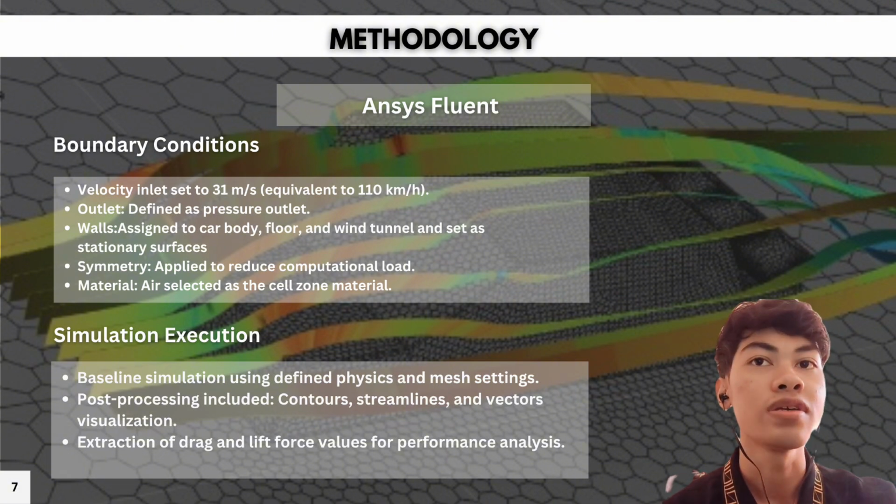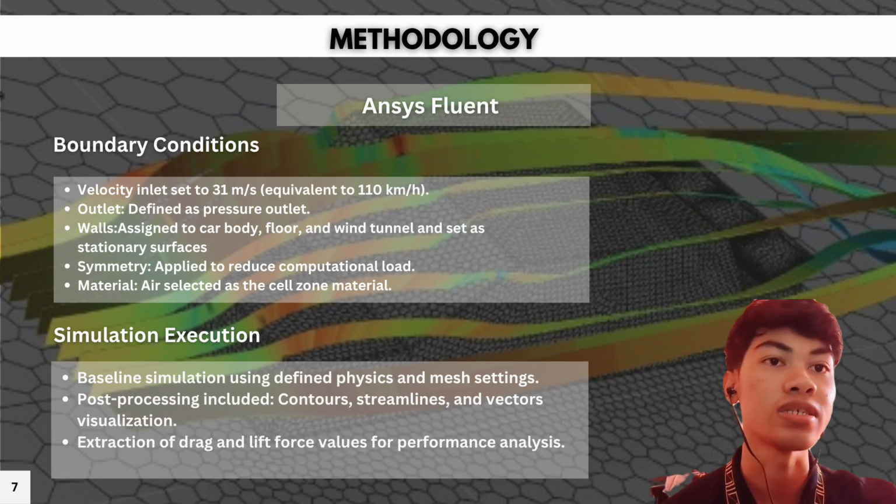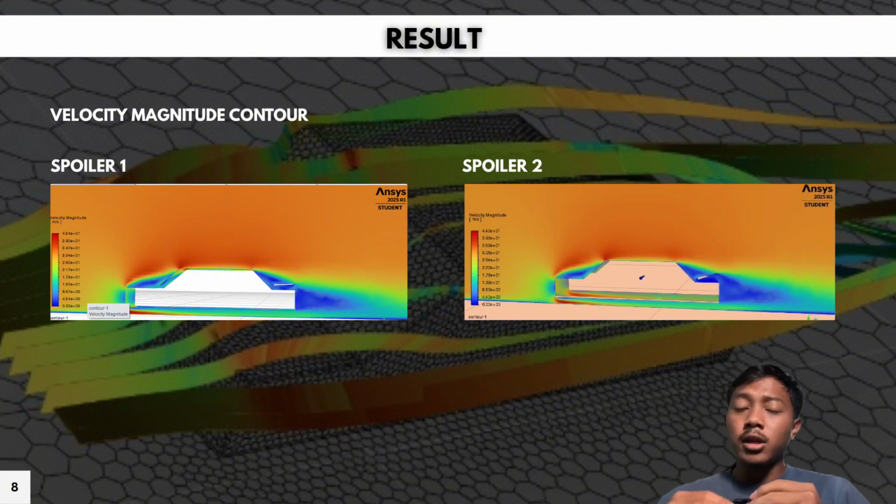So what we obtain is post-processing included contours, streamlines, and vectors visualization. We also obtain the extraction of drag and lift force values for performance analysis. So we're comparing the velocity magnitude distribution around the car.